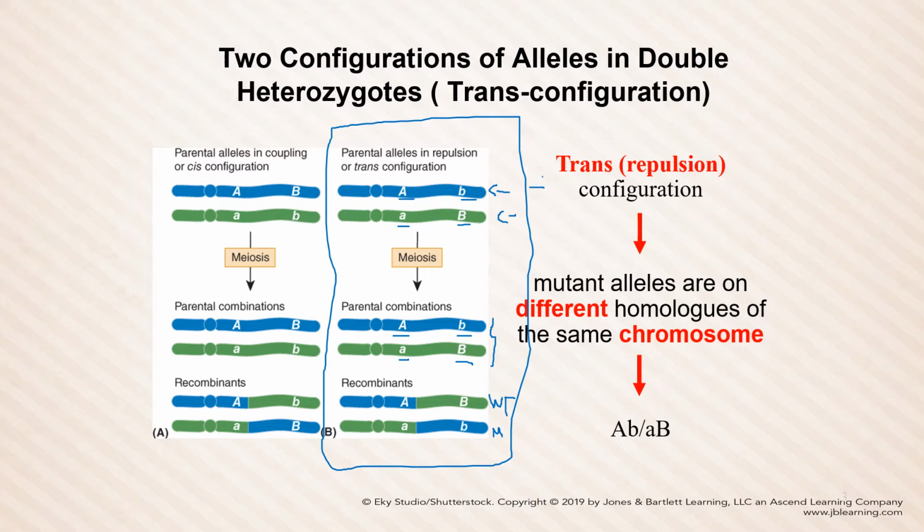So in the trans configuration of repulsion, mutant alleles are on different homologs of the same chromosome, and they are written in a different way. Here you will still have this slash, but you will have a capital and a lowercase determining the alleles, and here the same thing. So again, they are opposite concepts: cis and trans configuration, or coupling and repulsion.